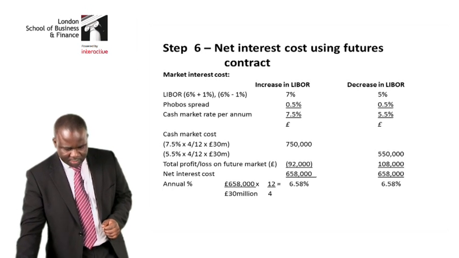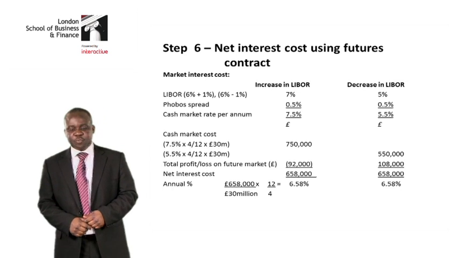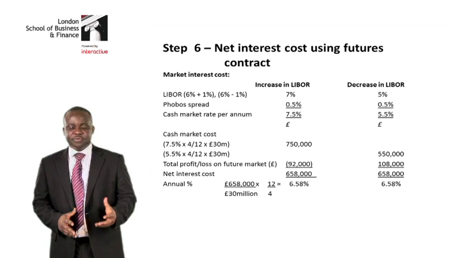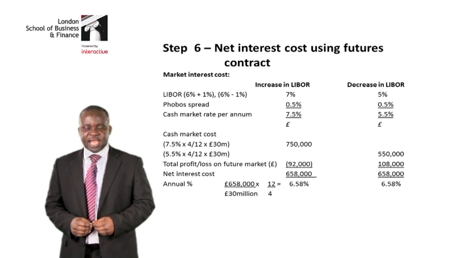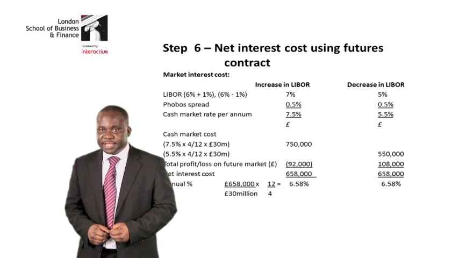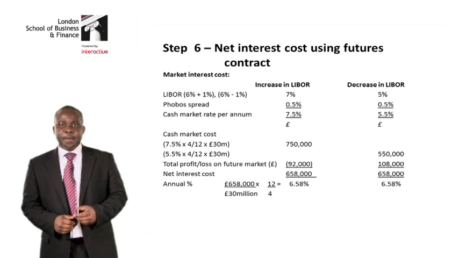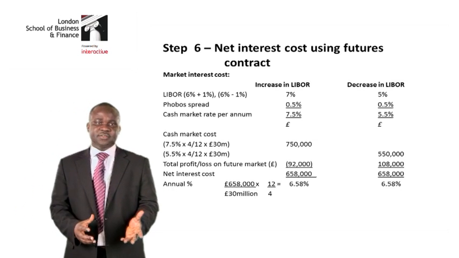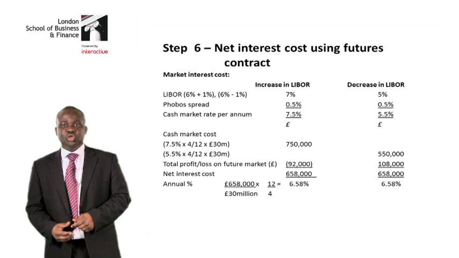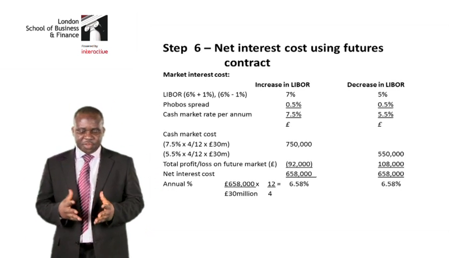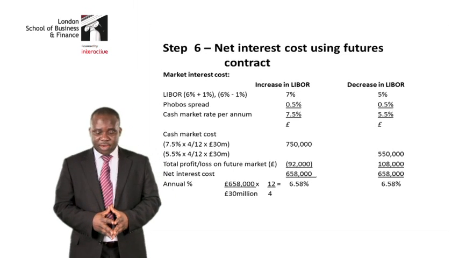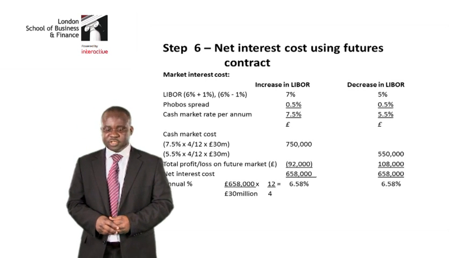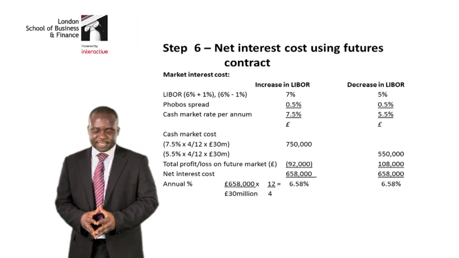Okay. Now, if I have to pay 750 in the cash market when interest rate increases, as a result of entering into the futures market, I have been able to make a profit of £92,000. So, paying the 750, I will use the £92,000 that I made as a profit in the futures market to reduce my interest payment. So I will have to deduct the profit of 92 from the 750 that I paid. So the net interest cost to me is going to be the 658.